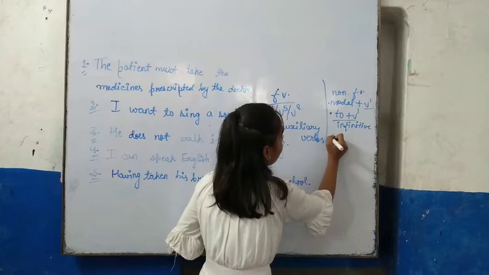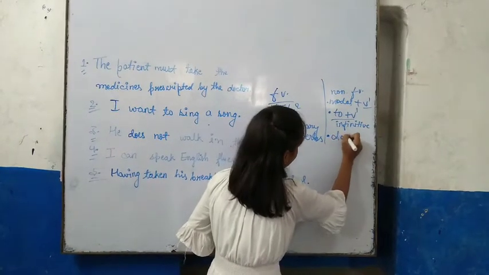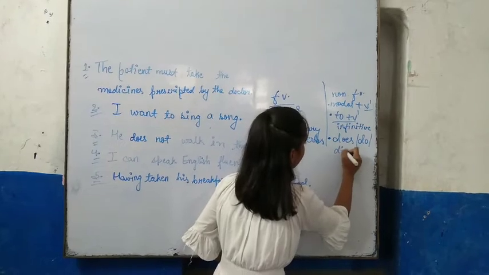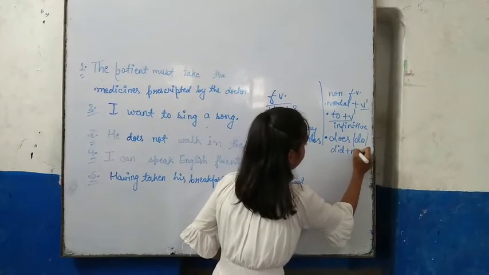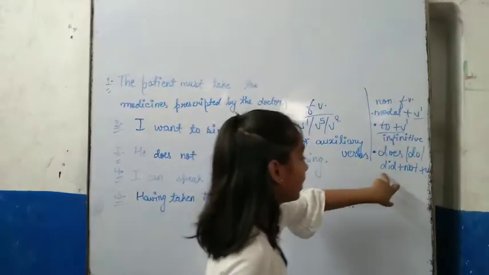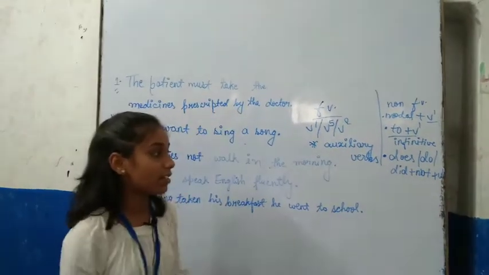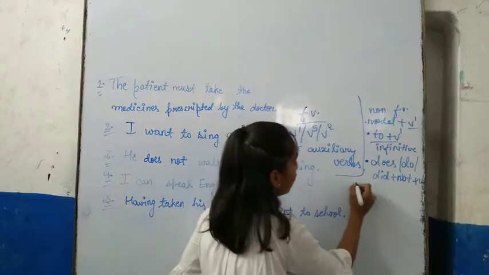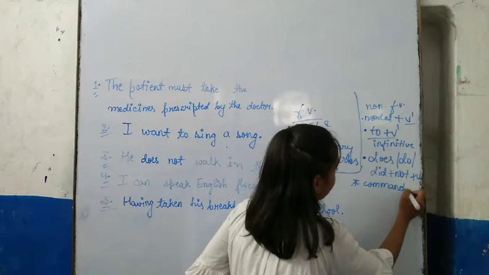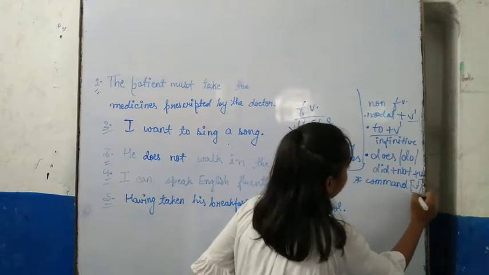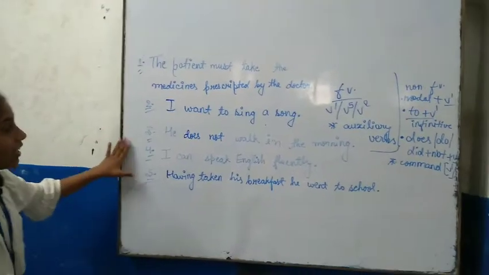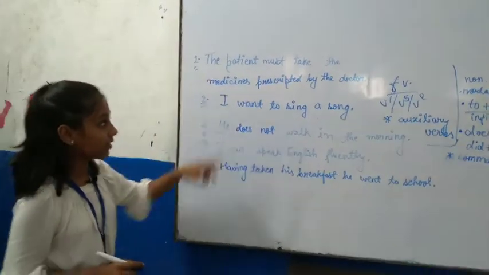And if in any sentence after do, does or did plus not there is V1, meaning the negative forms don't, doesn't or didn't plus V1, then that V1 is also known as a non-finite verb. And also in a command, the V1 is a non-finite verb. So now we have 5 sentences to identify the finite verbs and non-finite verbs.